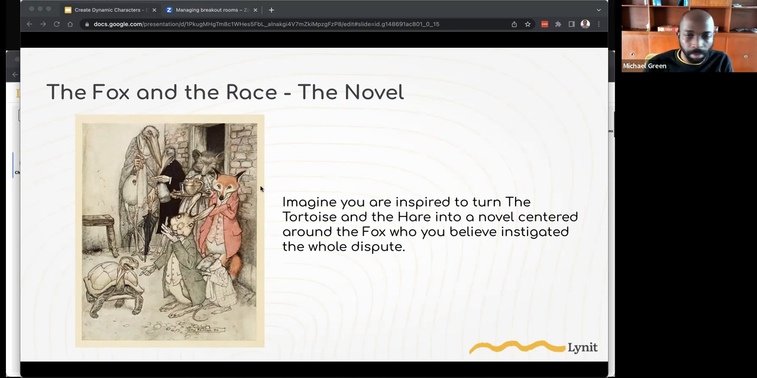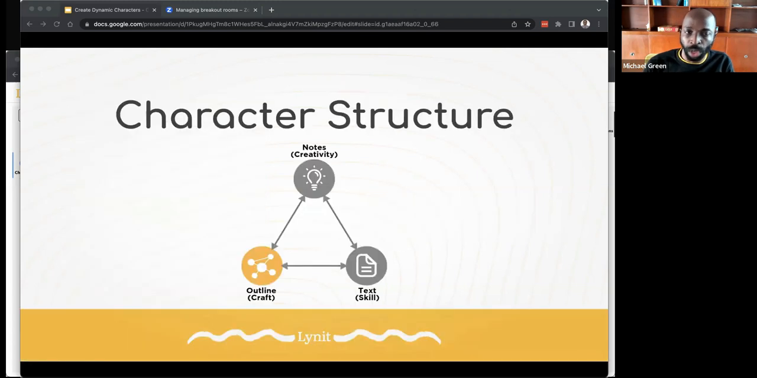So let's move on to the character structure. In this triangle of the outlining, this section we're focusing on just the actual outline part: the craft, the document that you produce in order to capture the structure of the story you want to tell.